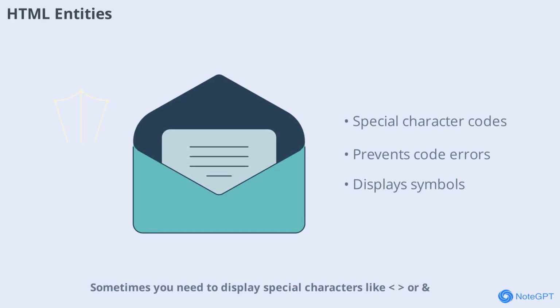Sometimes you need to display special characters like less than or greater than, and ampersand. HTML entities are codes that represent these characters, such as &lt; for less than and &amp; for ampersand. Using entities ensures your content displays correctly and doesn't break your code.